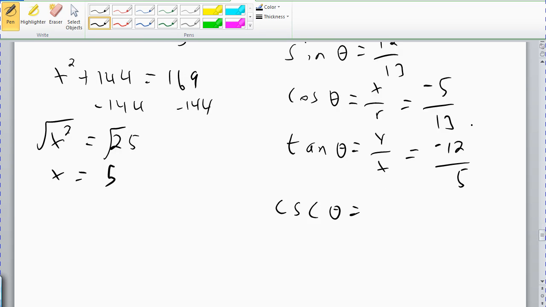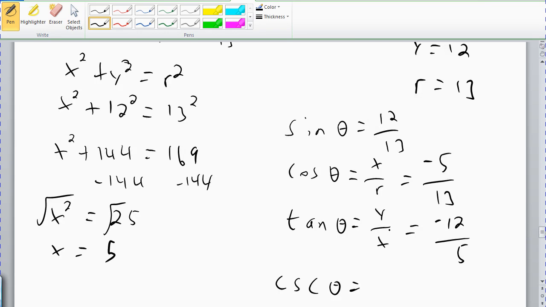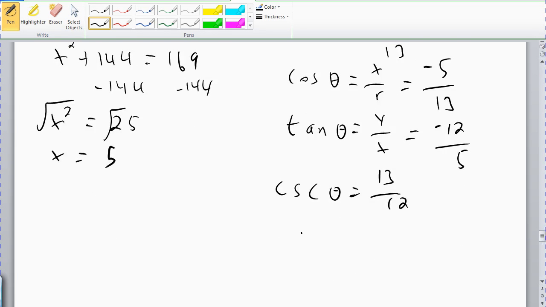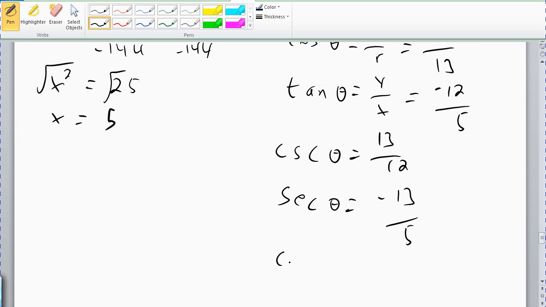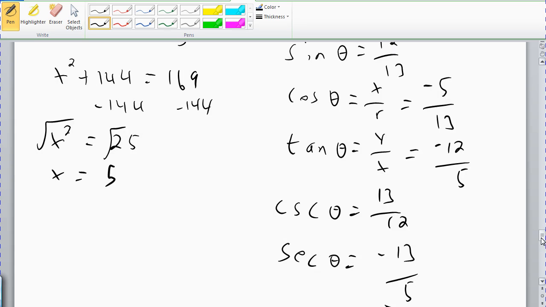Cosecant of theta is just the reciprocal of 12 over 13, so it'd be 13 over 12. Secant is the reciprocal of cosine, I mean. So it'd be 13 over negative 5, but I don't want to write it like that, so I'm going to write it as negative 13 over 5. And then cotangent is the reciprocal of tangent. If it's negative 12 over 5, I'm going to write that as negative 5 over 12. I'm just flipping the numbers and keeping the sign on top. And that's how we're doing.